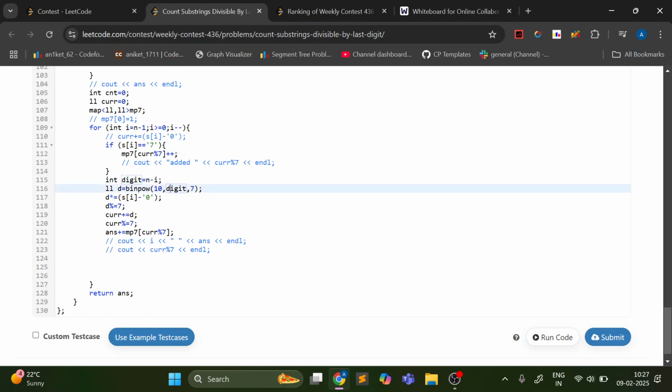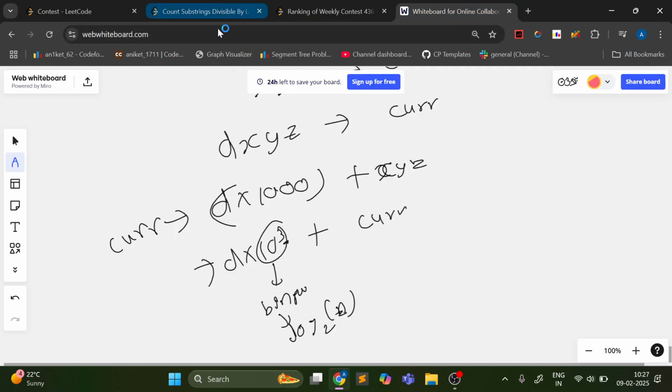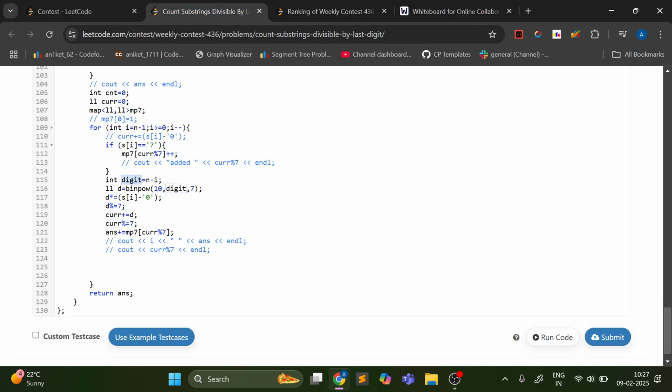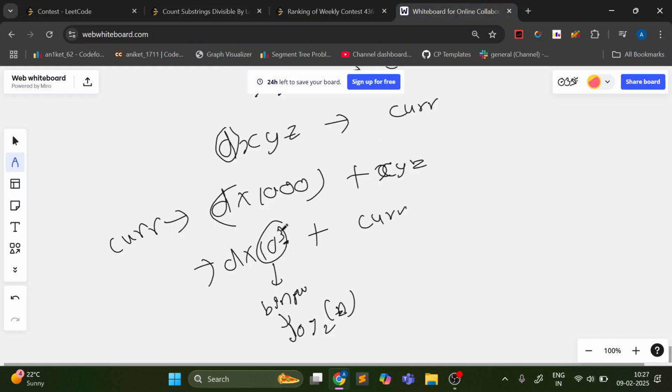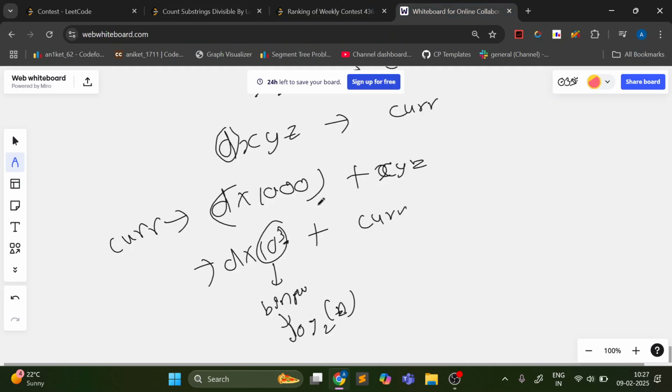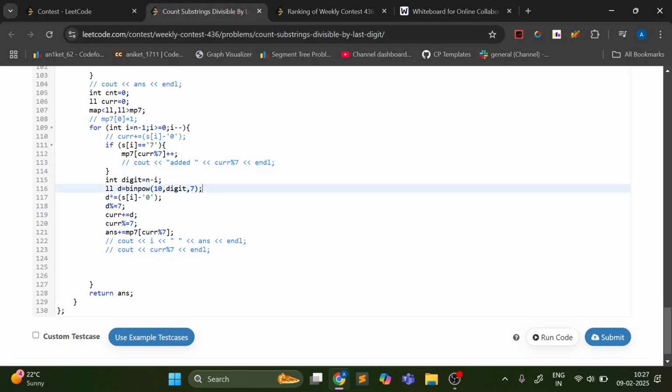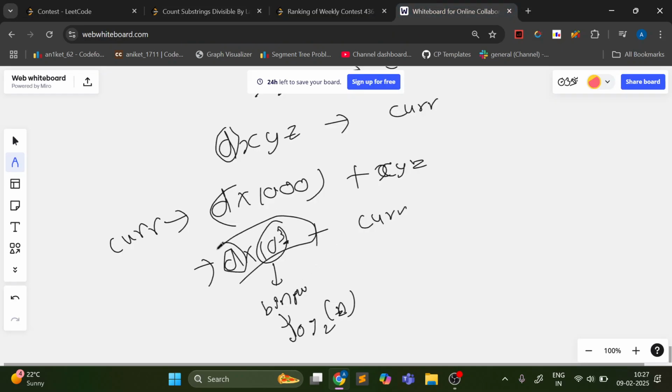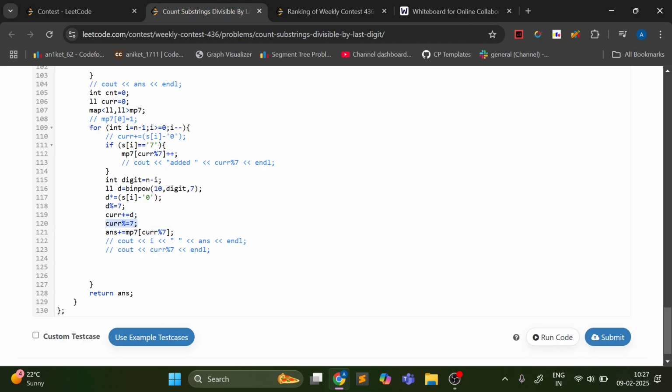So I'm finding that digit, and this digit is n minus i, how many exponent value. So what is its degree, then taking its 10 raised to that power value, and also taking its mod. We don't need to find its exact value, what we need is its mod value. Then I will multiply it with the digit itself, s of i minus 0, and take its mod with 7. Now my current value would increase by this value and take its mod again. And when I'm at that position, I will increase my answer with MP7 of that current value mod 7.